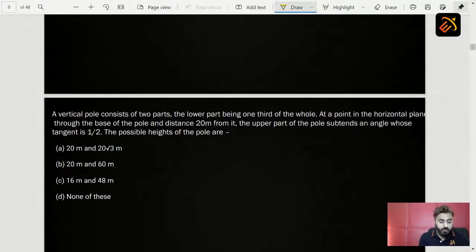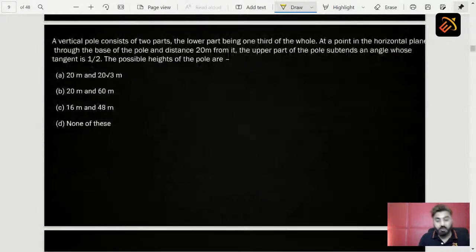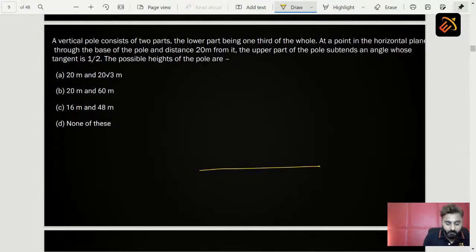So according to the given question, according to the given condition, let's say this is the base of our triangle AB, which is 20 meter. This is the original height h.